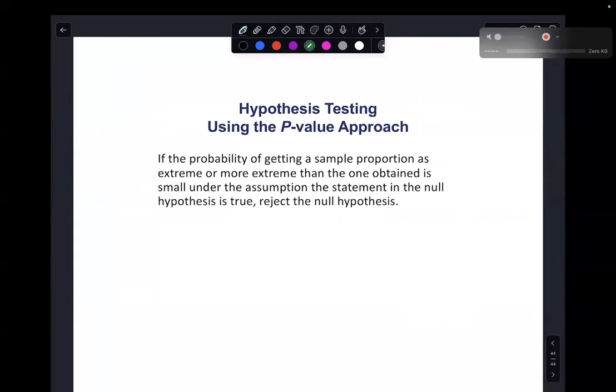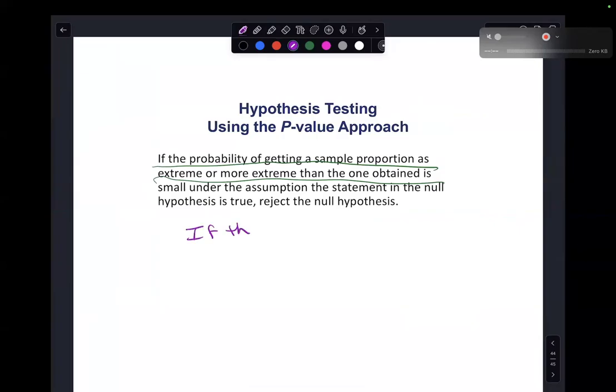Okay, this is it right here. If the probability of getting a sample proportion as extreme or more extreme than the one obtained is small, then we reject the null hypothesis. I've started saying this to my high school kids because it gets them to remember things and it makes them giggle, but this is perfect.